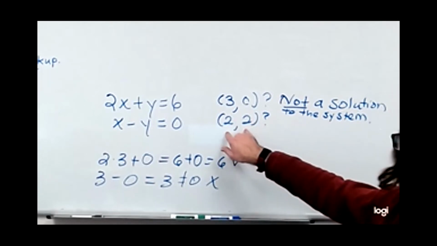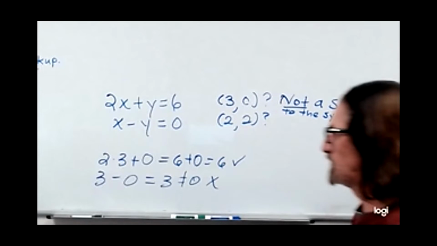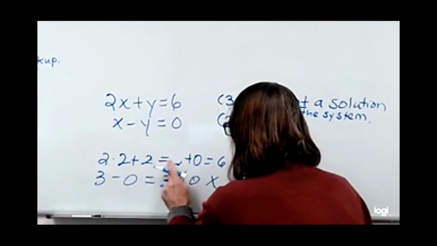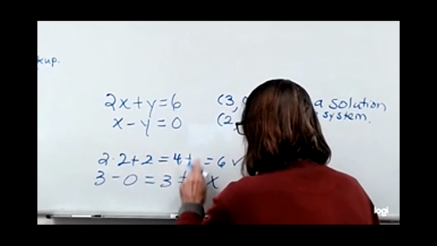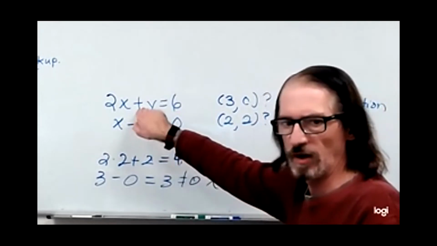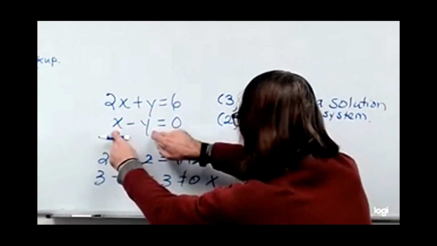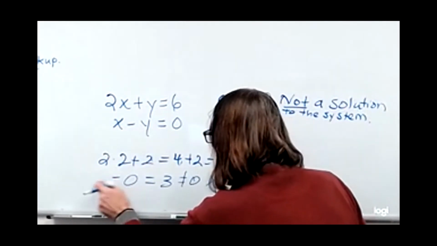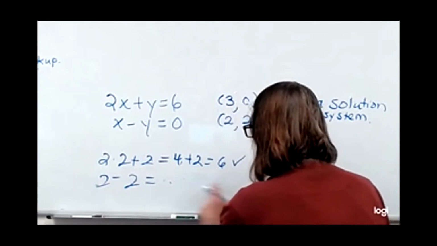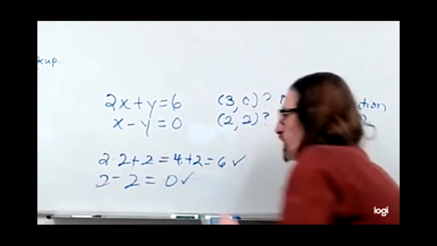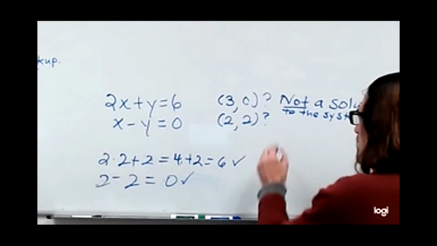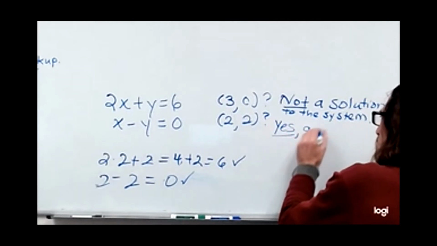Now I'll check out the ordered pair (2, 2). 2 times 2 is 4. 4 plus 2 is 6. So that point is a solution to the first equation. It's a point on the line. And then when we plug in 2 for x and 2 for y, 2 minus 2 equals 0, and that is what we wanted. So it's a solution to all of the equations that are in the system. It is a solution to the system.